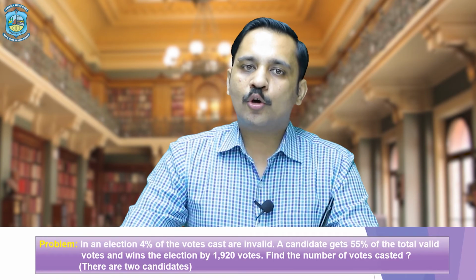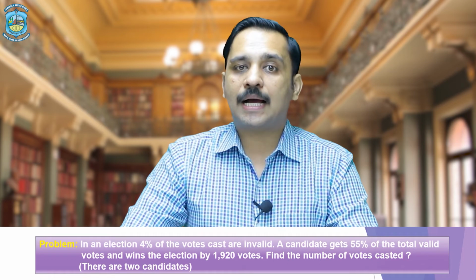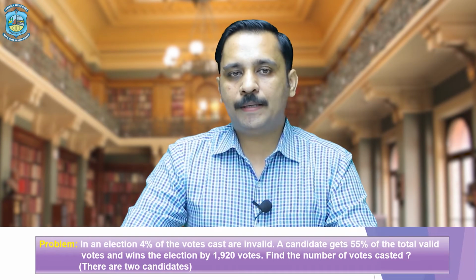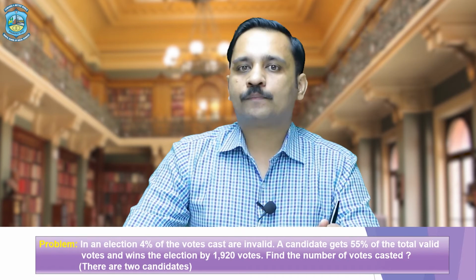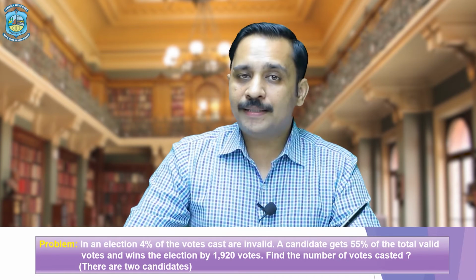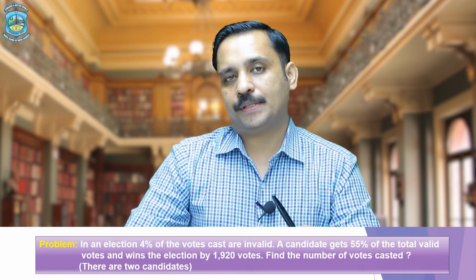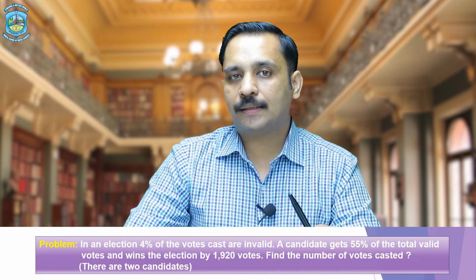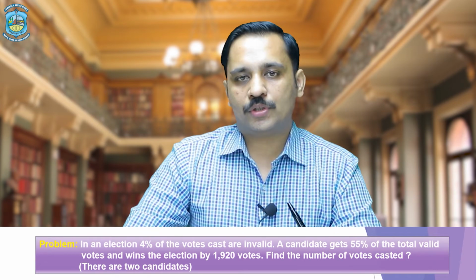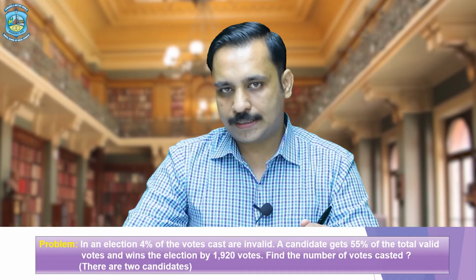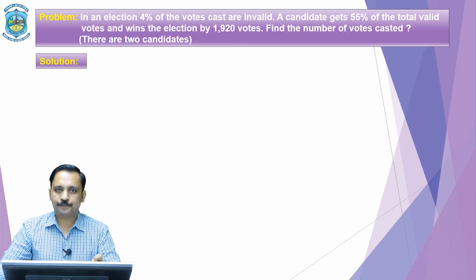So, in an election, 4% of the votes cast are invalid. That means if 100 people voted, 4 votes were invalid. A candidate who wins gets 55% of the total valid votes casted, and he wins by a majority of 1920 votes. We have to find the total number of votes casted. Let us see the solution.